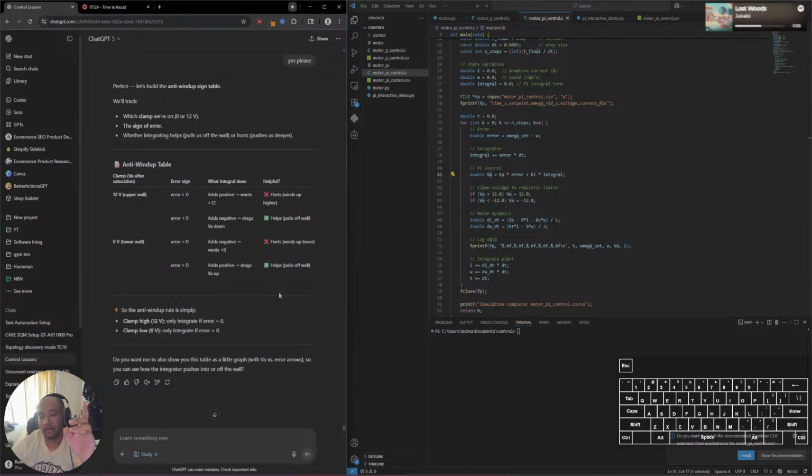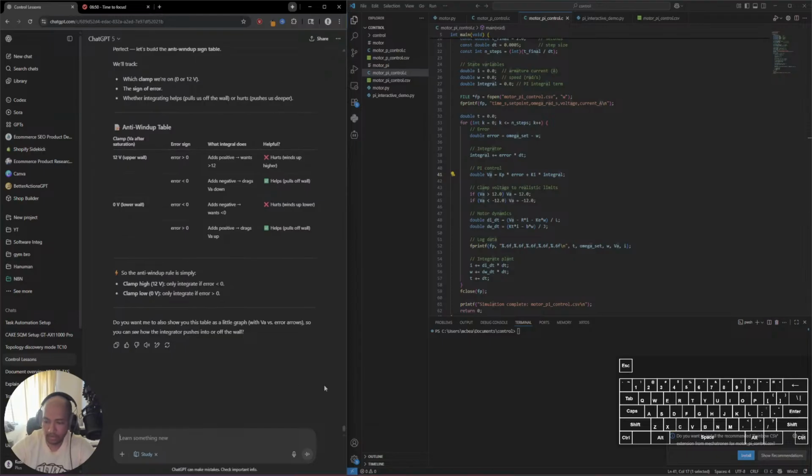And then if I'm at the lowest wall, error is less than 0, then that adds negative, winds up lower. Adds positive, drags V8 up. Okay, this is gonna take some time to get used to. High, less than. Low, greater than. So I gotta remember.